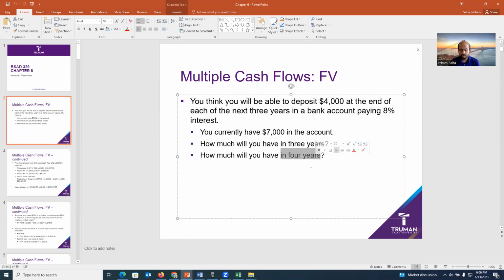Make sense? So right now you have 7,000, end of year one you can deposit 4,000, end of year two you can deposit 4,000, end of year three you can deposit 4,000. Now, how much should you have at the end of year three and at the end of year four?